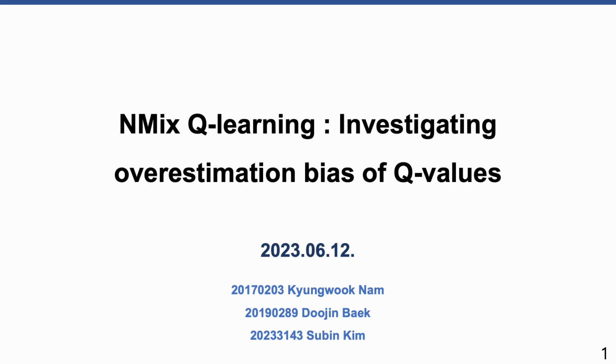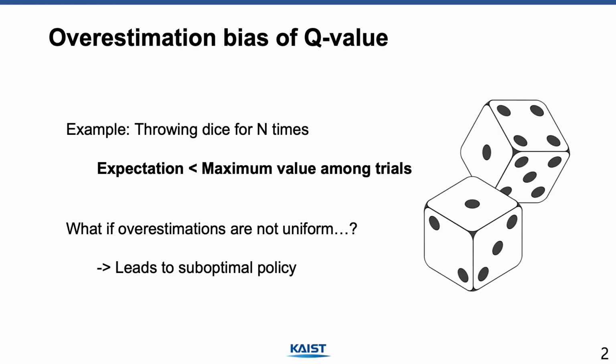Hello, we are going to present our topic, NMix Q-learning, investigating overestimation bias of Q-values. The overestimation bias of Q-values refers to a situation in which the estimated value of an action is higher than its true value. For example, let's consider the case of rolling a dice. The expected return of rolling a fair dice is 3.5.